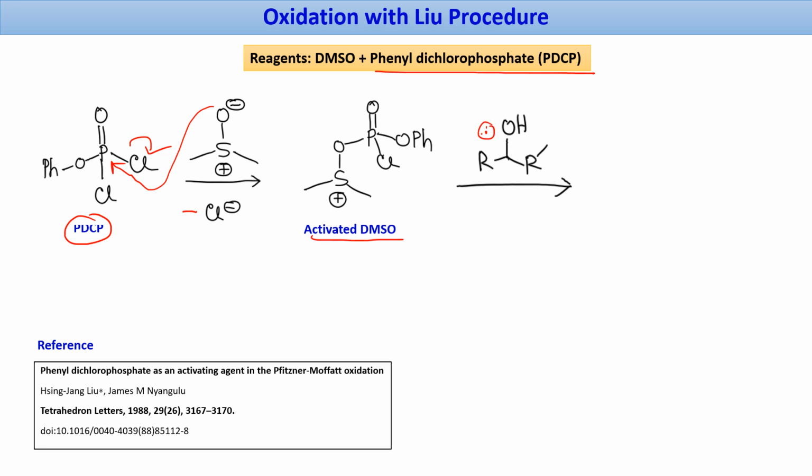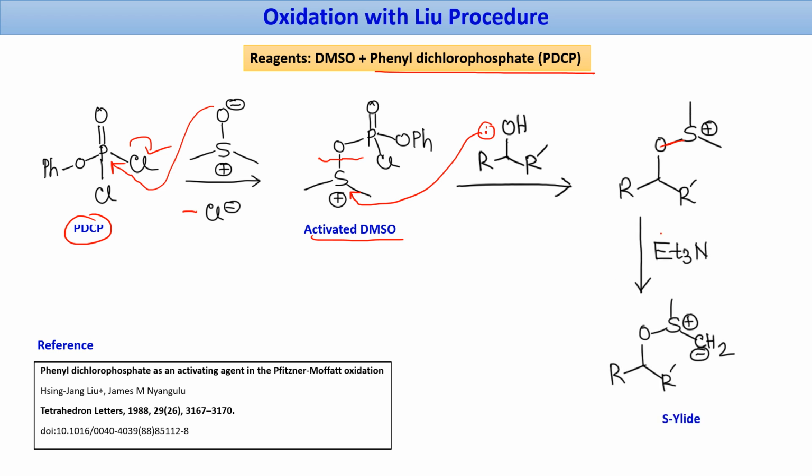So when alcohol attacks here, there will be a removal of this part, the O-S bond is formed, and this part will be removed. Once this O-S bond is formed, in presence of Et3N there is a negative charge generation possible, and as we know sulfur halide will be formed, and the rest of the mechanism is just like the Swern oxidation.